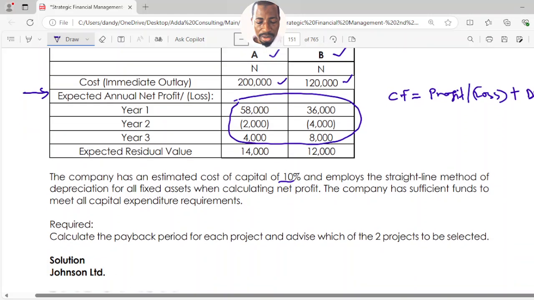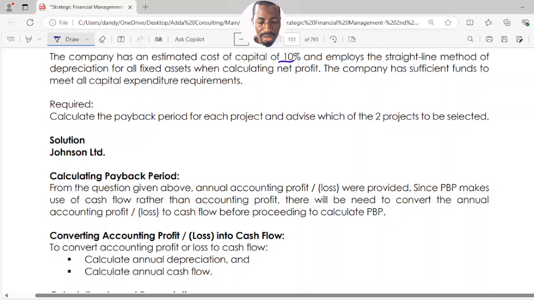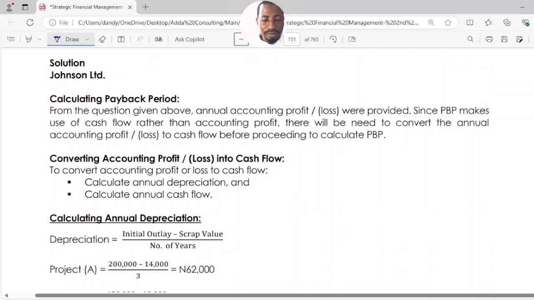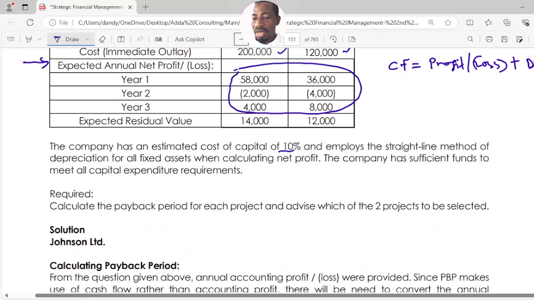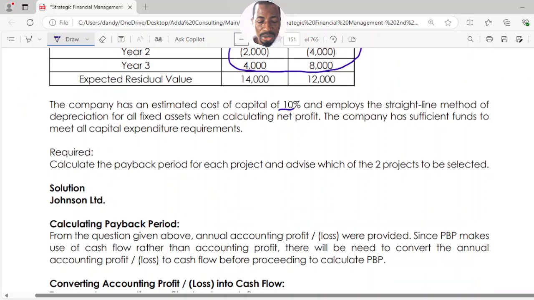So let's quickly solve the question, all right, and move to the next one. From the question given above, annual accounting profit or loss were provided. Since payback period makes use of cash flow, I think I've already explained this, and I've also shown you how to convert accounting profit to cash flow. From this formula I just gave, you will notice that we need depreciation. So the first working that you are going to do should be depreciation. You need to calculate annual depreciation. Once you have the annual depreciation, you add it to the profit or loss to get your cash flow. So let's quickly do that.